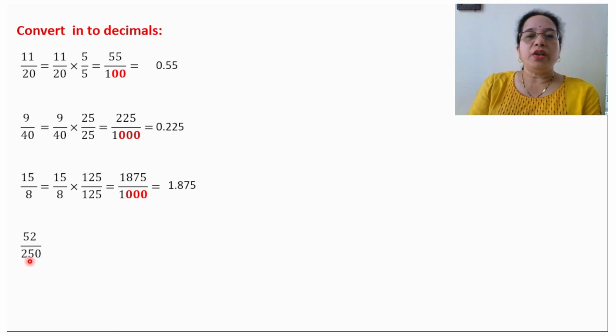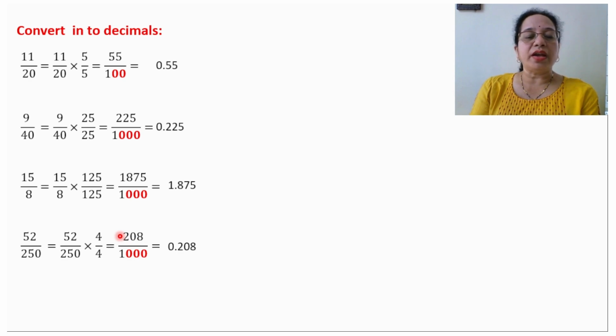52 upon 250. So we know that 25 fours are 100. So here we will multiply by 4 upon 4. So this is the number. Now we have 3 zeros. So leave these 3 places and your decimal will come over here. So 0.208 is the final answer.